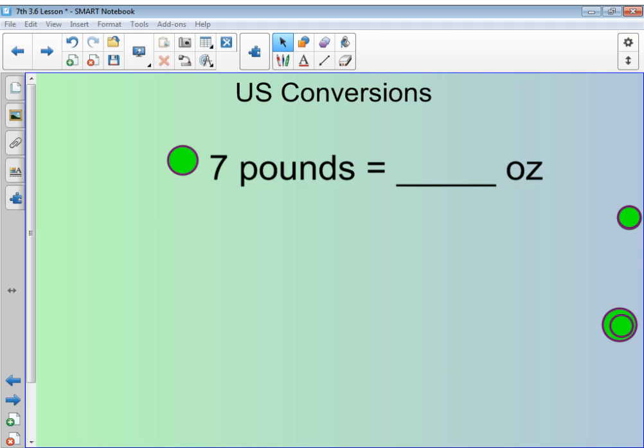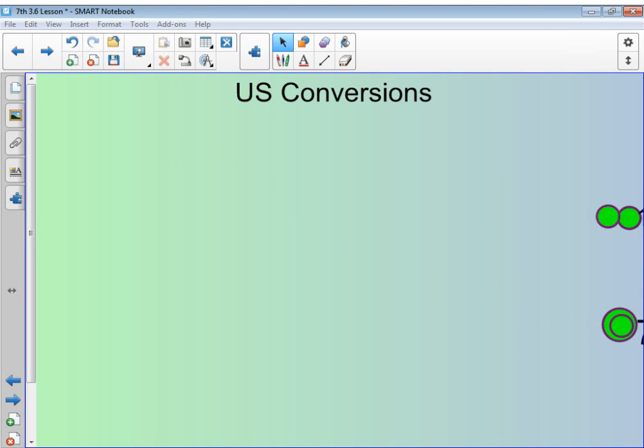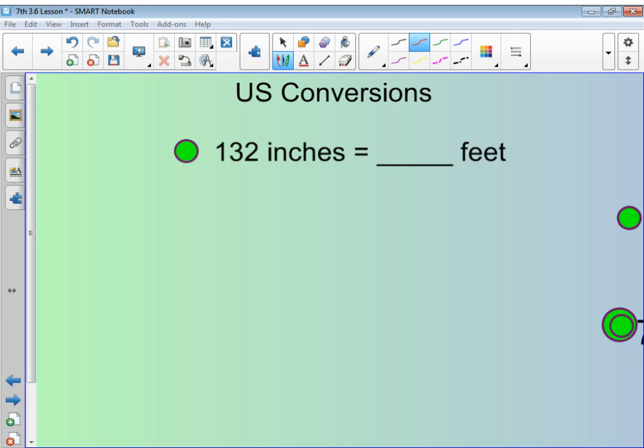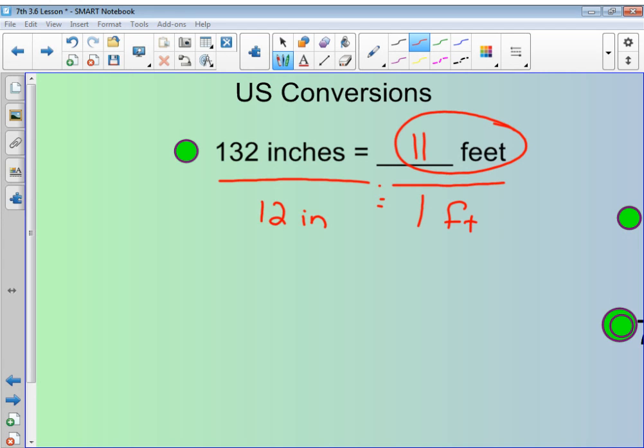Okay, so I'm going to give you one to do. And if you need to use the back of your hardcover book, you can go ahead and do that. Okay, so try this one. 132 inches is how many feet? So the conversion is there's 12 inches in 1 foot. So you should have ended up taking 132 divided by 12. You should have ended up with 11 feet for your final answer.